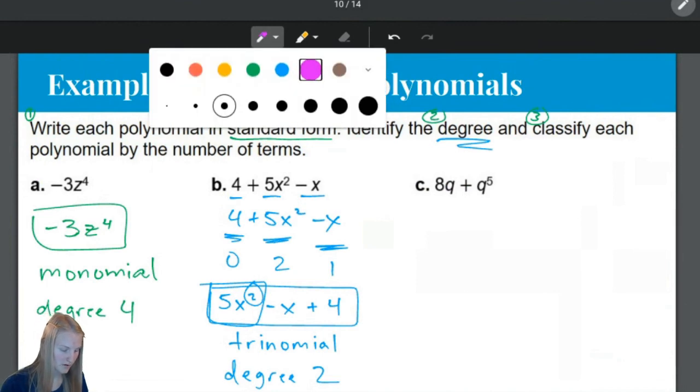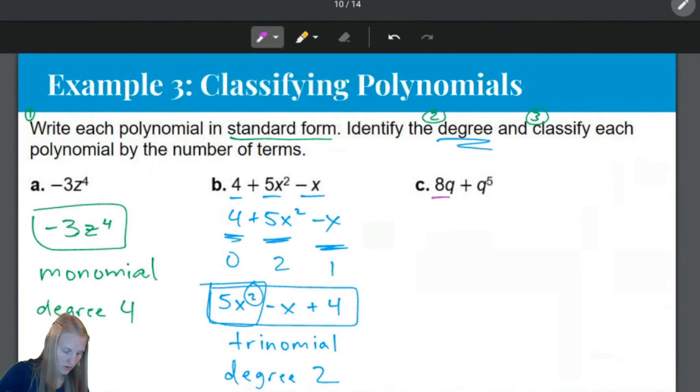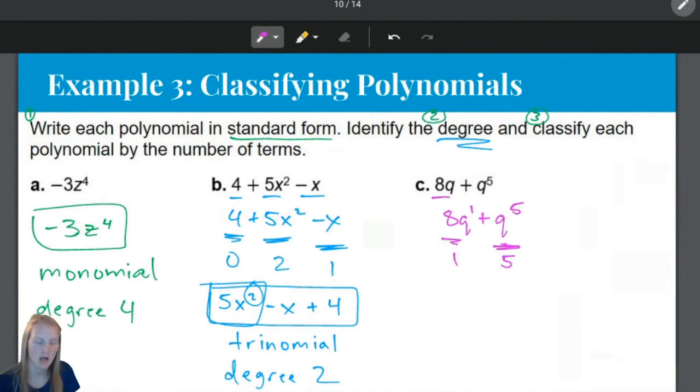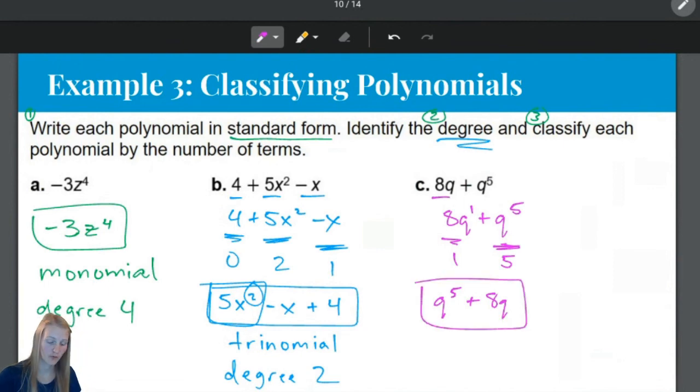Okay, one more. We have 8q plus q to the 5th. So here we have a degree, whoa, not degree 0, excuse me, this is like q to the 1, so we have a degree of 1, and q to the 5th clearly has a degree of 5 because its exponent is 5. So now, remember, biggest exponent first, smallest exponent last, so we have q to the 5th plus 8q, and that is in standard form.